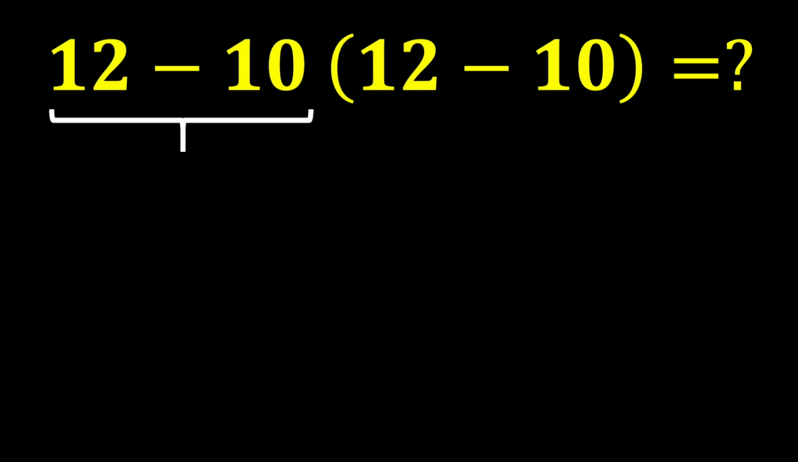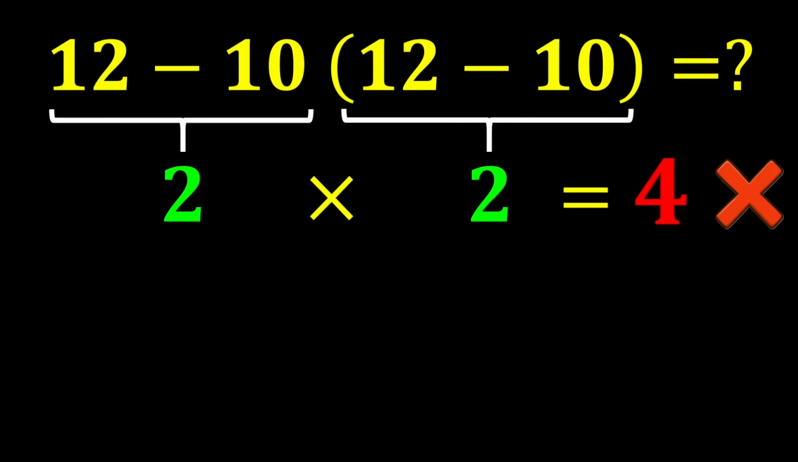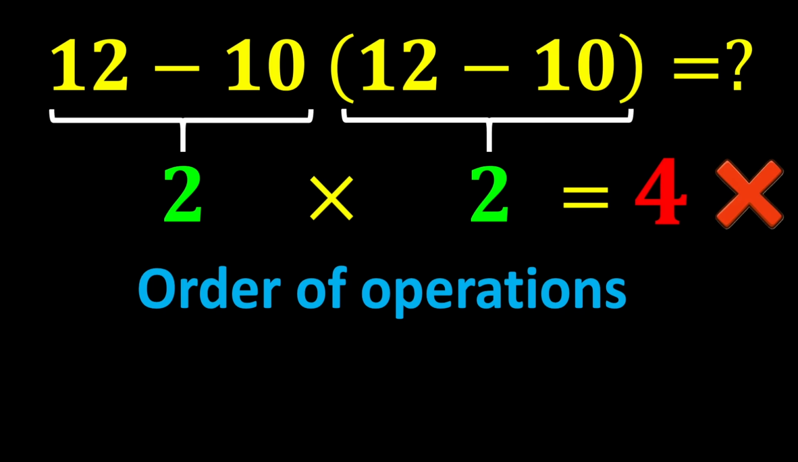12 minus 10 gives us 2, and again 12 minus 10 gives us 2, in the end, 2 times 2 gives us 4. But this answer is not correct because we did not follow one of the most important rules in mathematics called the order of operations.